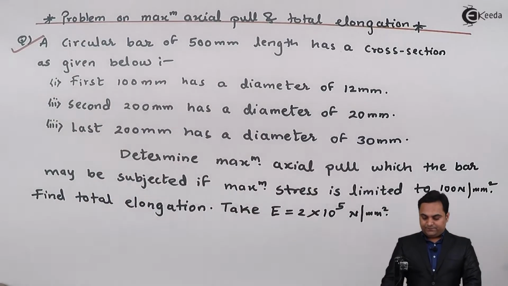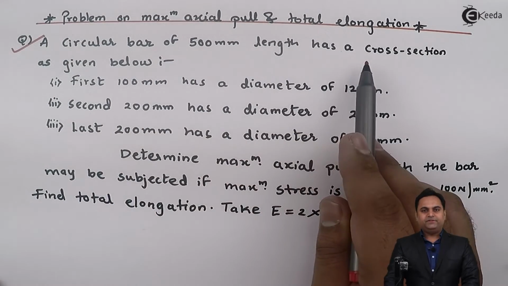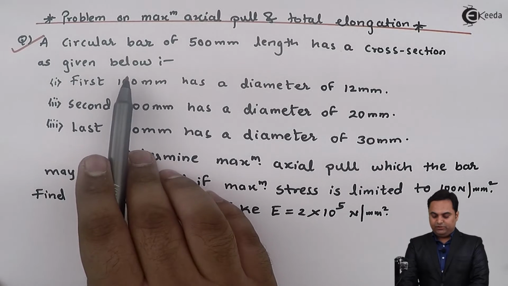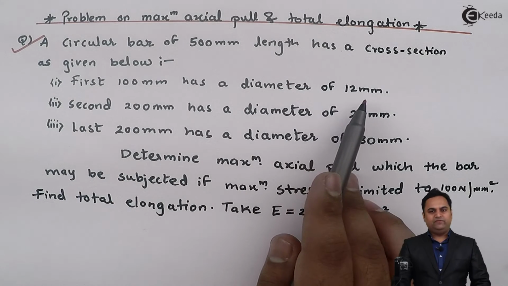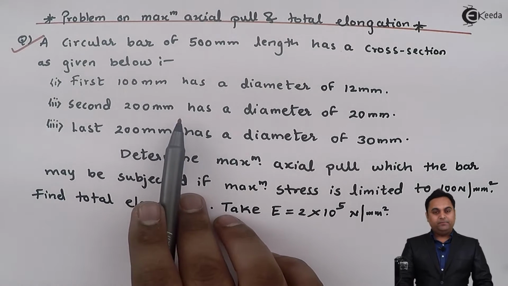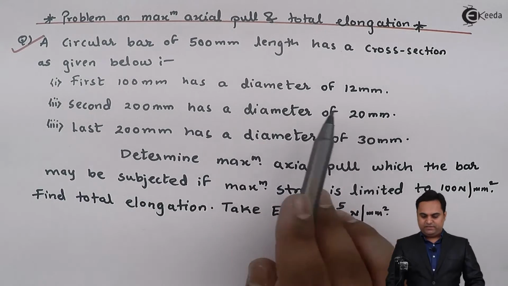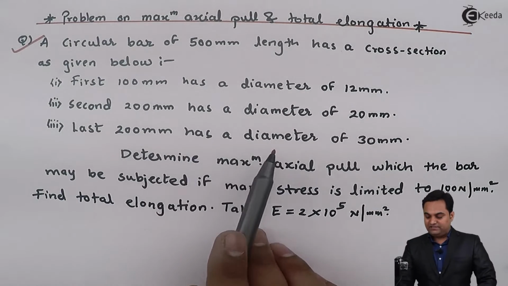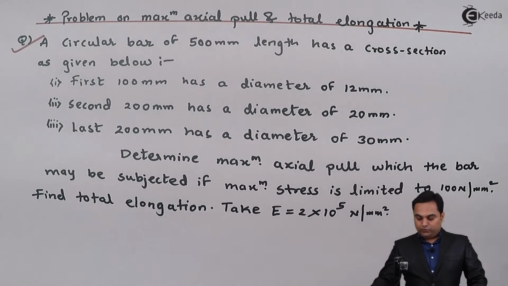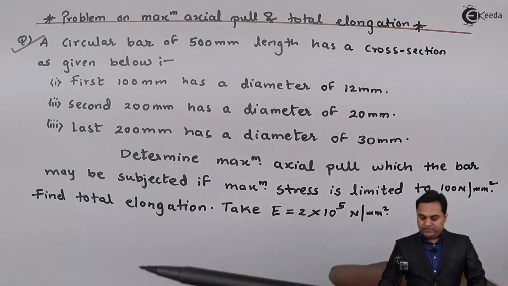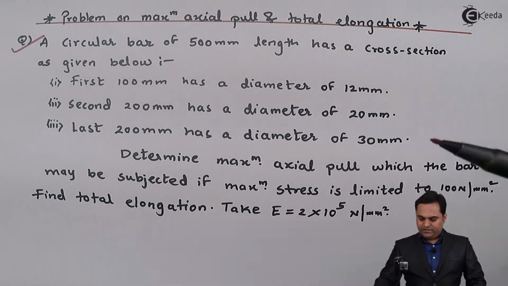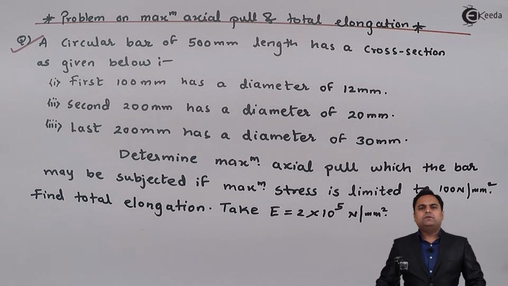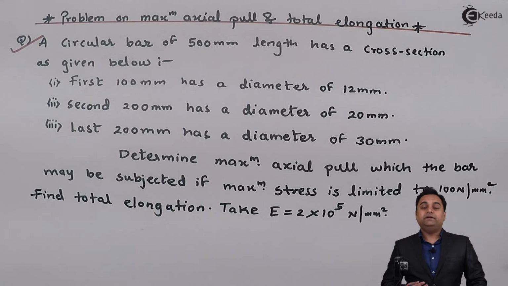A circular bar of 500 mm length has a cross section as given below. First 100 mm length has a diameter of 12 mm. Second 200 mm length has a diameter of 20 mm. And last 200 mm has a diameter of 30 mm. So we can see that this 500 mm is divided into 100 mm, 200 mm and then 200 mm, each having different diameters. So the bar which is given in the problem is called a stepped bar.